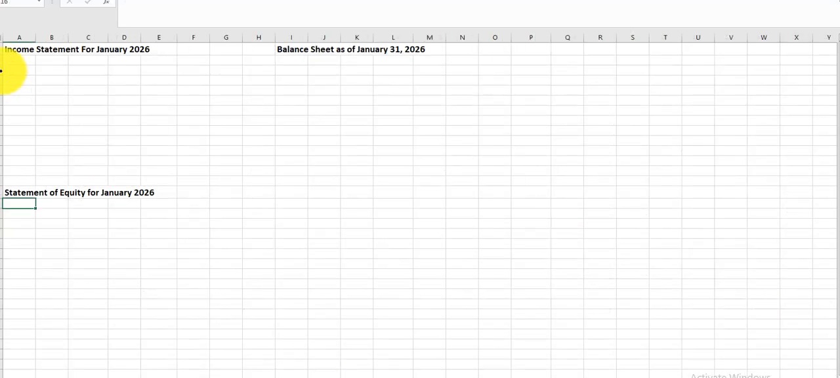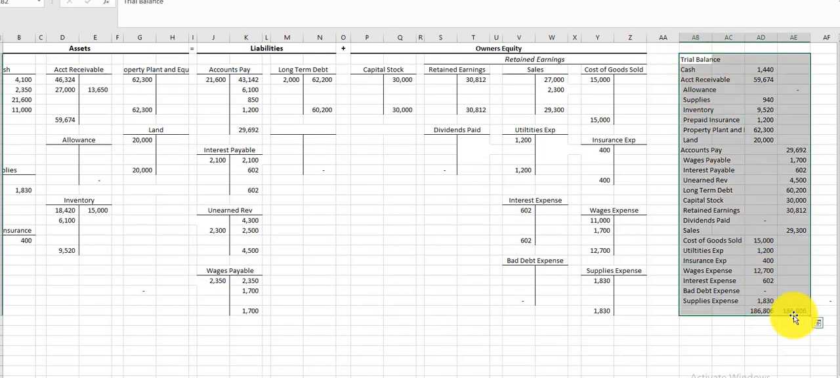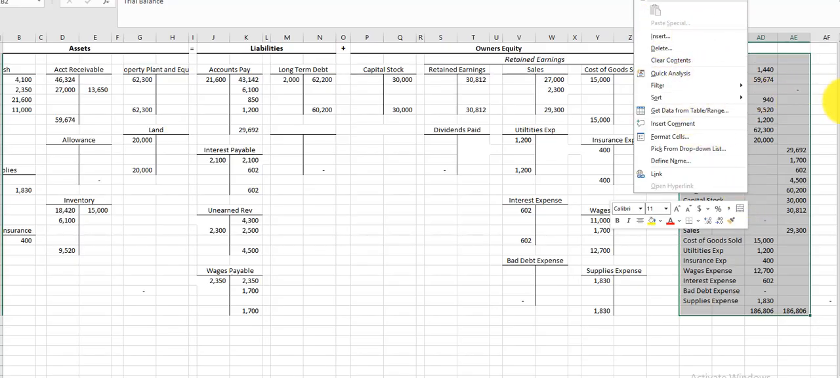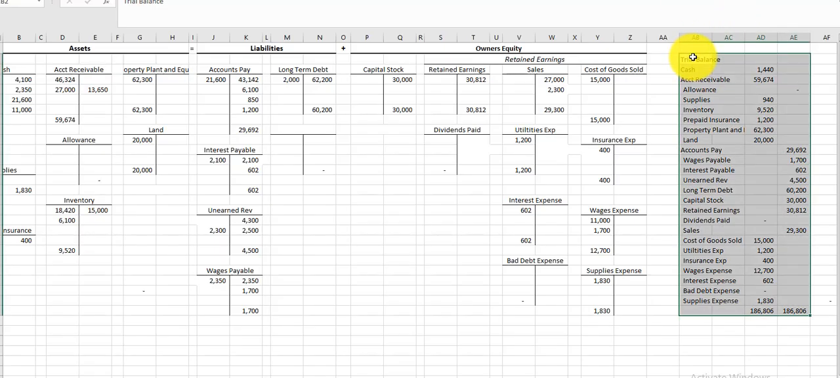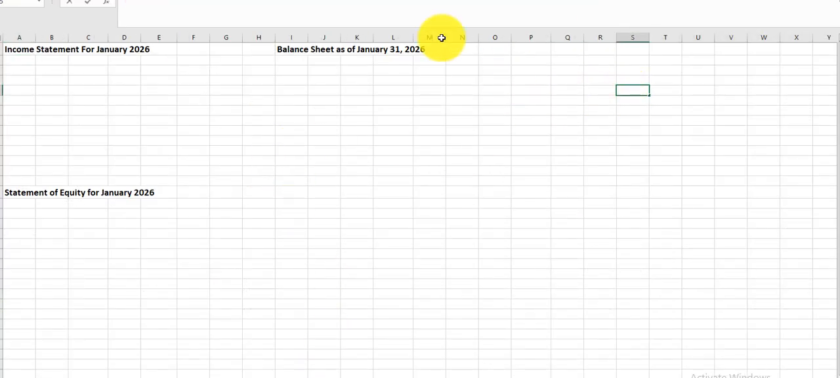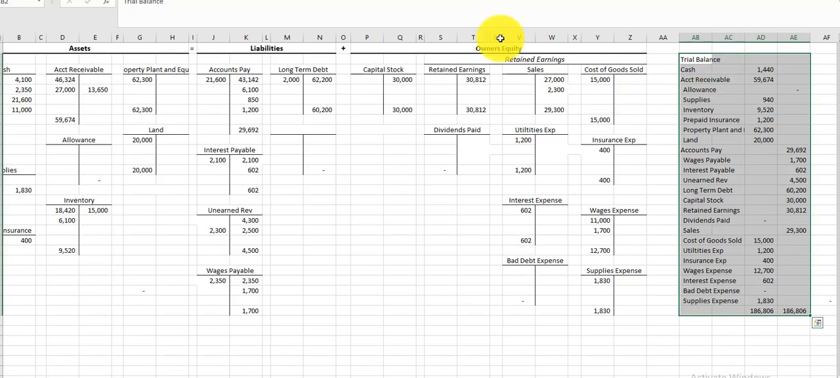Okay? So we always make financial statements in the order income statement, statement of equity, balance sheet. All right? We can do this to make our life a little easier. We're going to copy that didn't seem to work. Now, there we go.